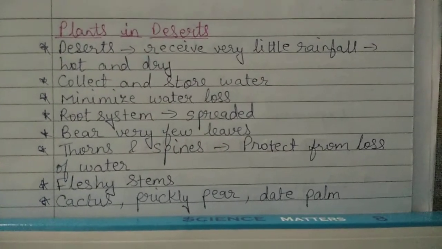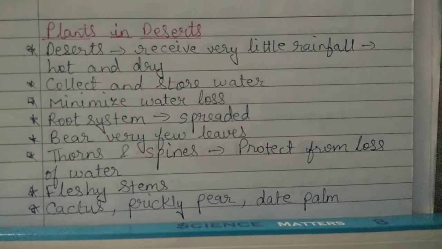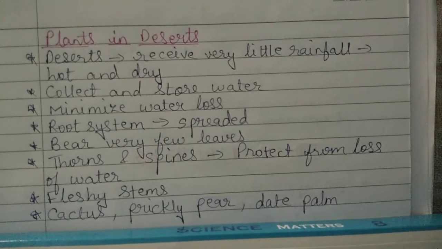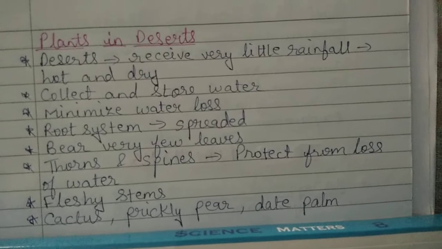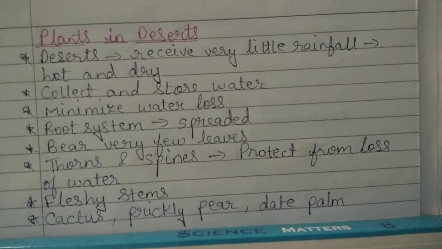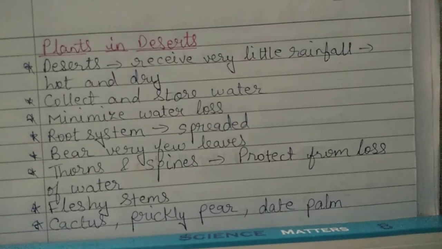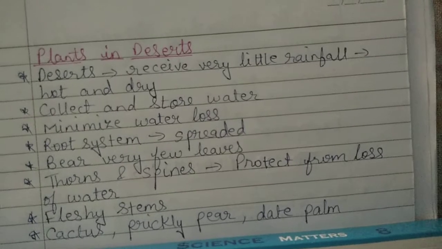Let us see the adaptations of plants found in the deserts. Deserts are places which receive very little rainfall and are very hot and dry regions.